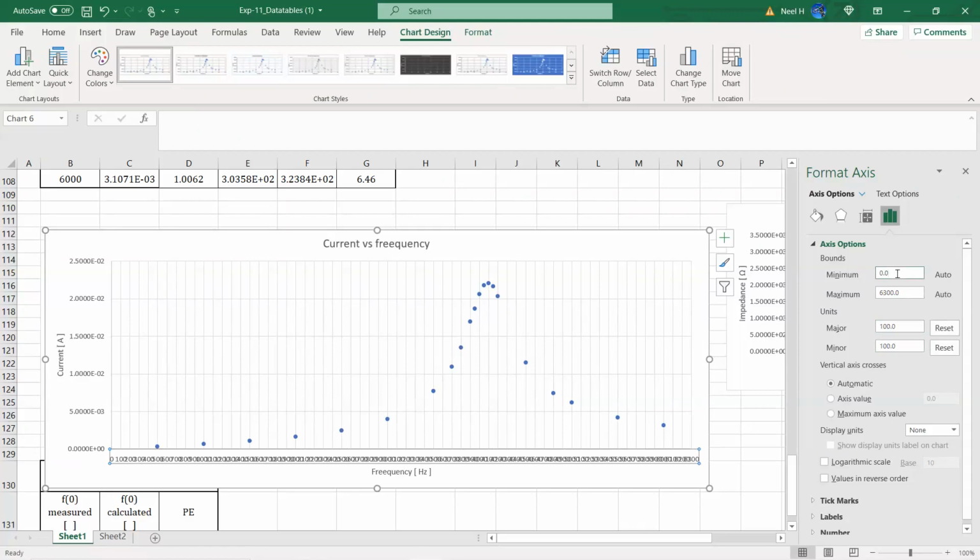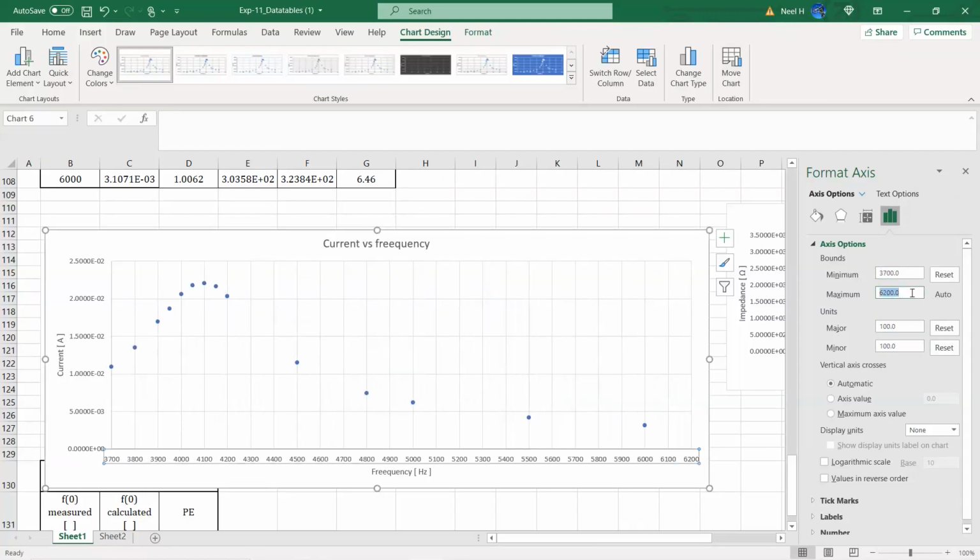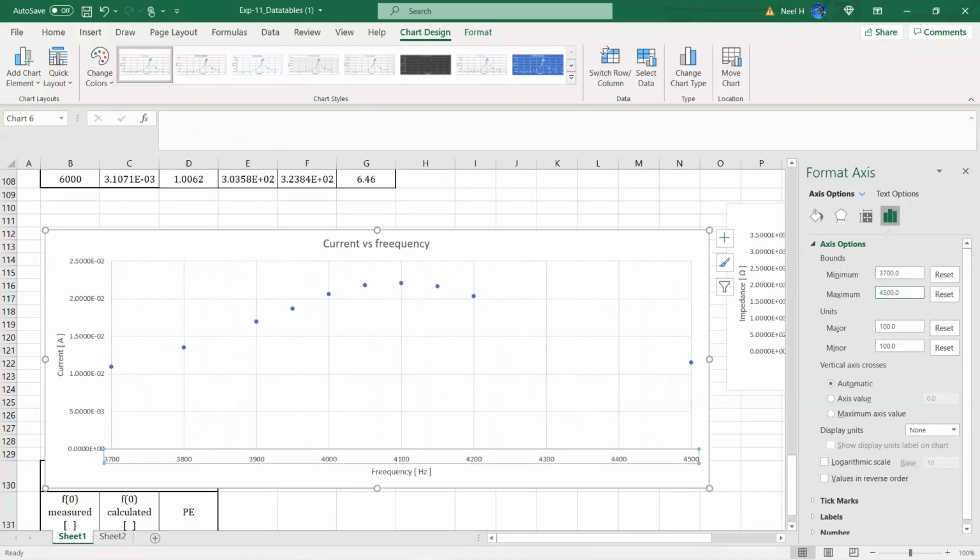We're interested only in that maximum range, right? We can select maybe 3700 to maybe 4500. Okay. Now we'll expand the scale again. Now we can put maybe each 50. Now that's the data analysis part.